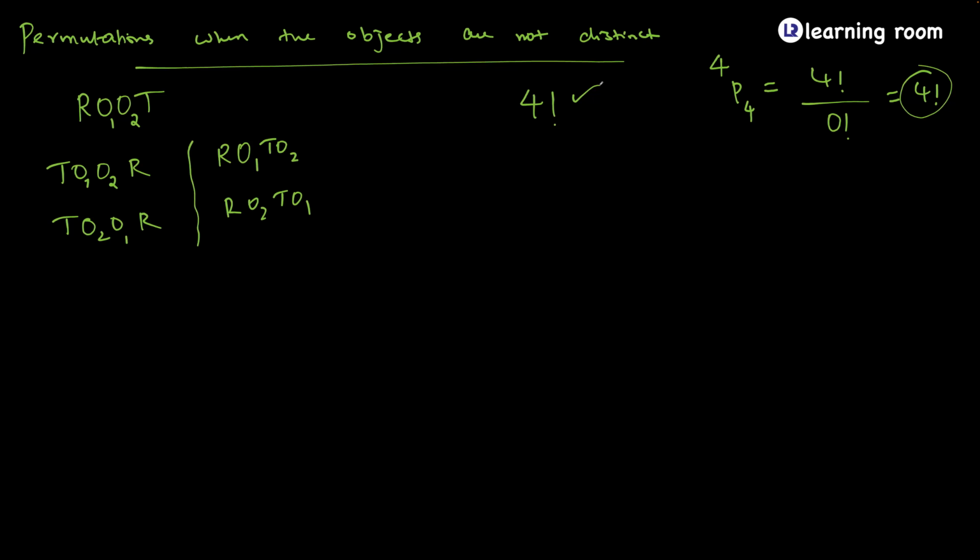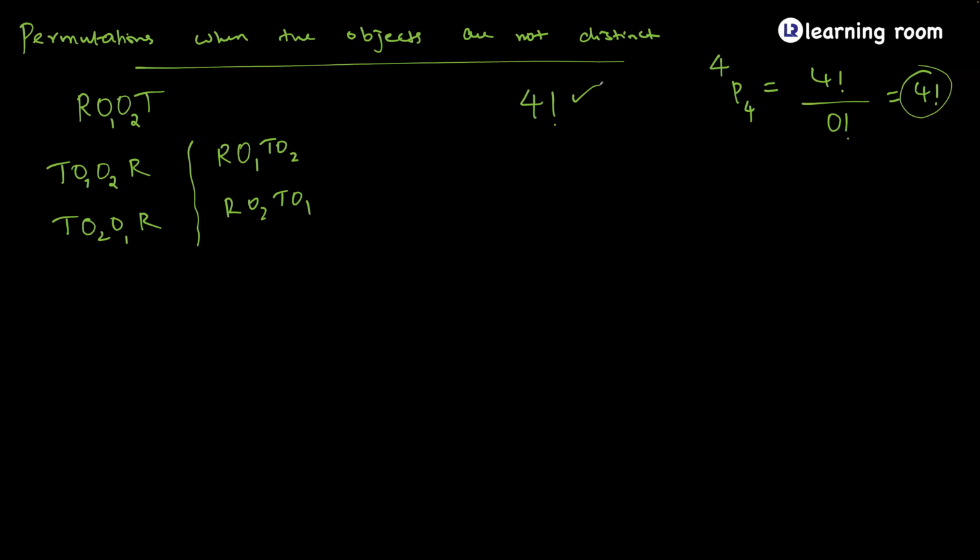Not 2. Like that, 12 will get repeated because there is nothing like O1 and O2. We only try to write it like different words, but both the O's are same because they are not different. That's what the heading says: no permutations and the objects are not distinct. O1 and O2 are not distinct. They are the same.